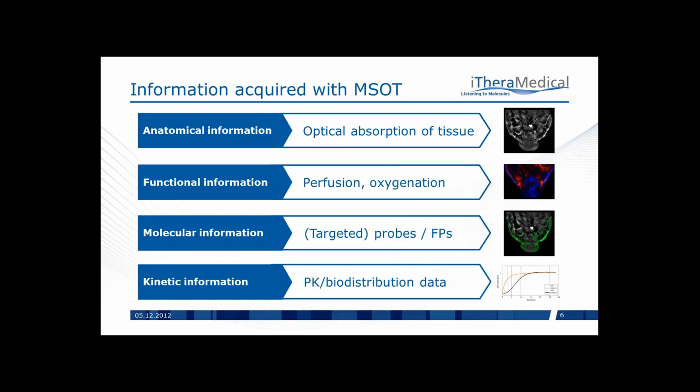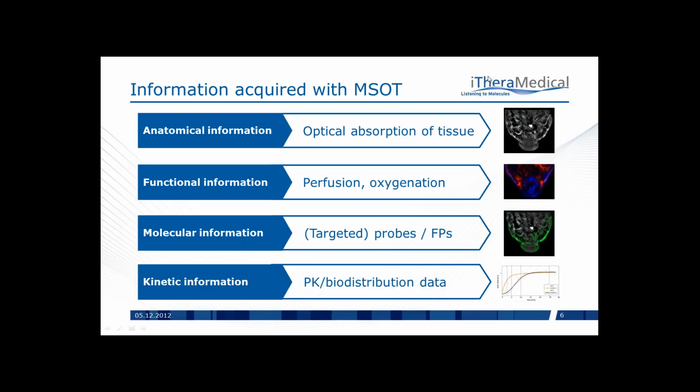The information we can therefore acquire with MSOT is anatomical, based on the optical absorption of hemoglobin, functional, because we can differentiate oxygenated hemoglobin from deoxygenated hemoglobin, which allows us to calculate oxygenation. But we can also acquire functional information because we can do region of interest analysis that lets us see perfusion in different regions of the body, organs, or tissues, such as tumors.